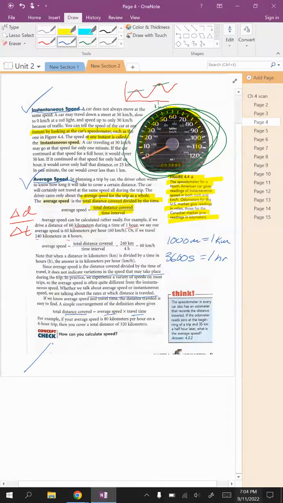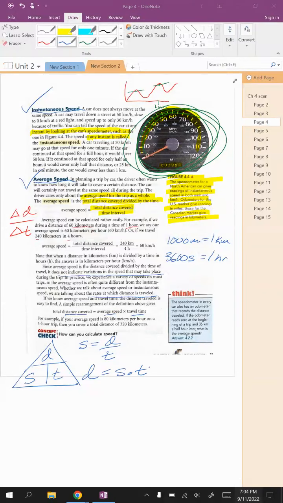One of the things I showed you was this handy dandy little pyramid. Your speed is your distance over your time. So with that, you could say speed is distance divided by time. You could look at distance and say, well, that's speed times time. And you could look at time and say, oh, well, that's easy. Time is distance divided by speed. So, for example, if your average speed is 80 kilometers per hour on a 4-hour trip, you cover a total distance of 320 kilometers.